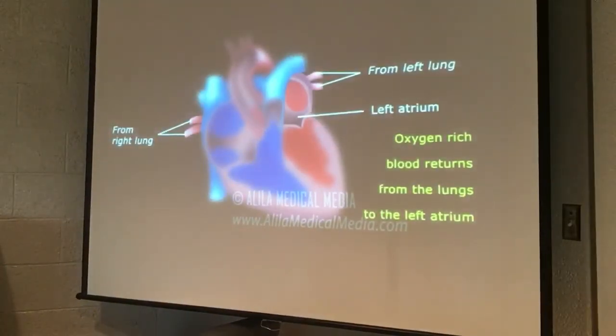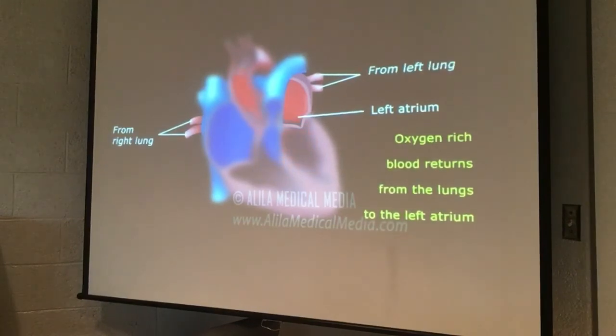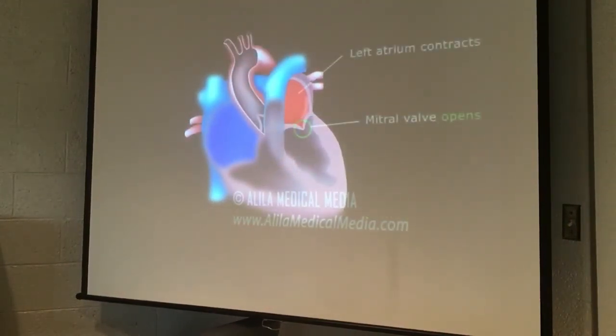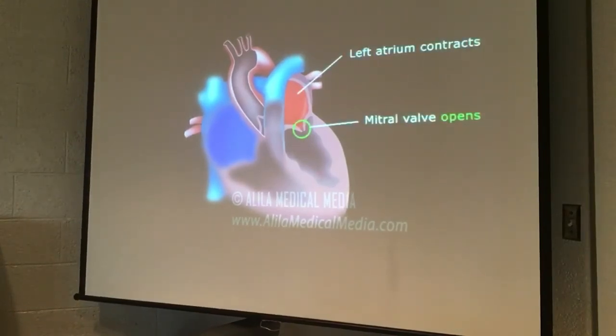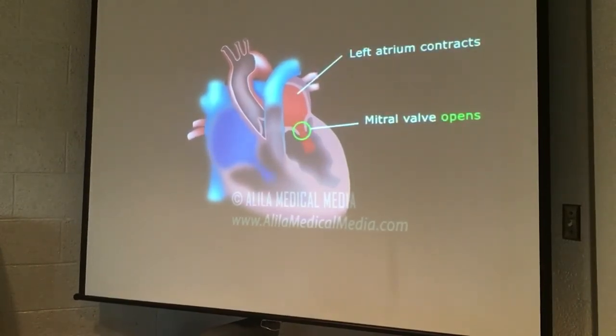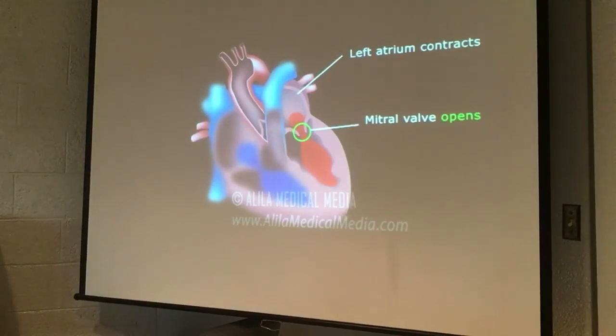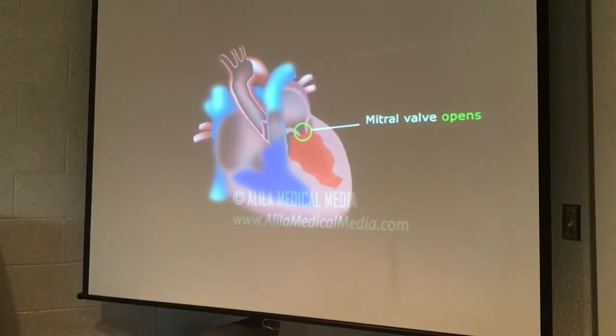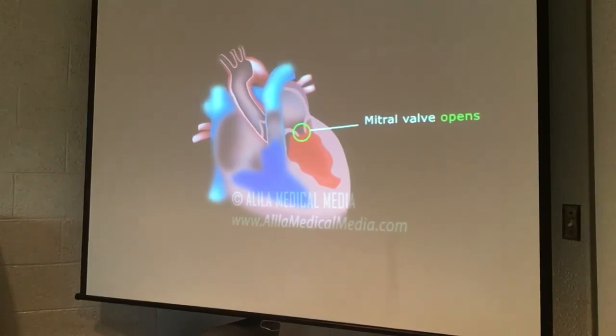Oxygen-rich blood from the lungs returns to the left atrium of the heart. As the left atrium is filled with blood, it contracts. The mitral valve opens and blood is pumped into the left ventricle of your heart. This occurs at the same time as the right atrium pumps blood into the right ventricle on the other side of the heart.